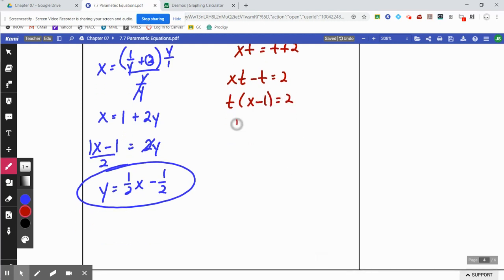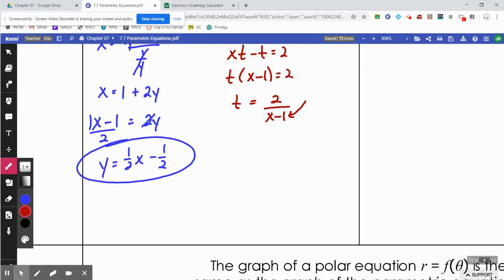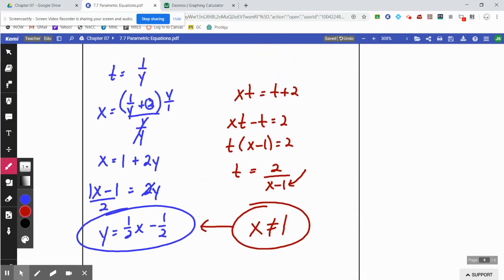And then when you divide by x minus 1 to get t by itself, you get t is equal to 2 over x minus 1. And you can see that you are going to have a restriction here that x cannot equal 1. That's probably going to be the easiest way of doing it. So there is your domain restriction.